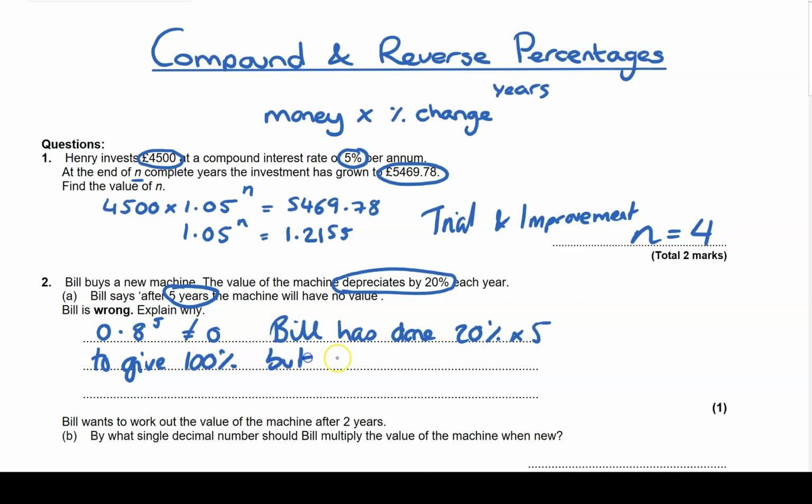But the 20% changes each year. In other words, the 20% is not of the original value every year, it changes as the price depreciates.